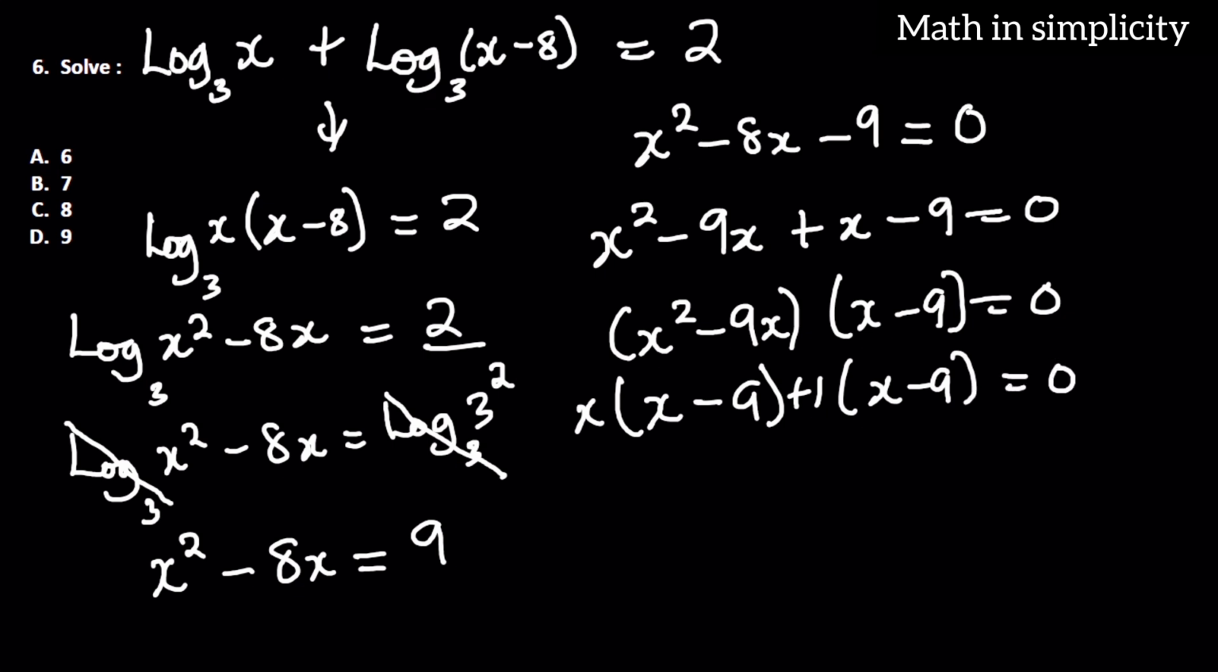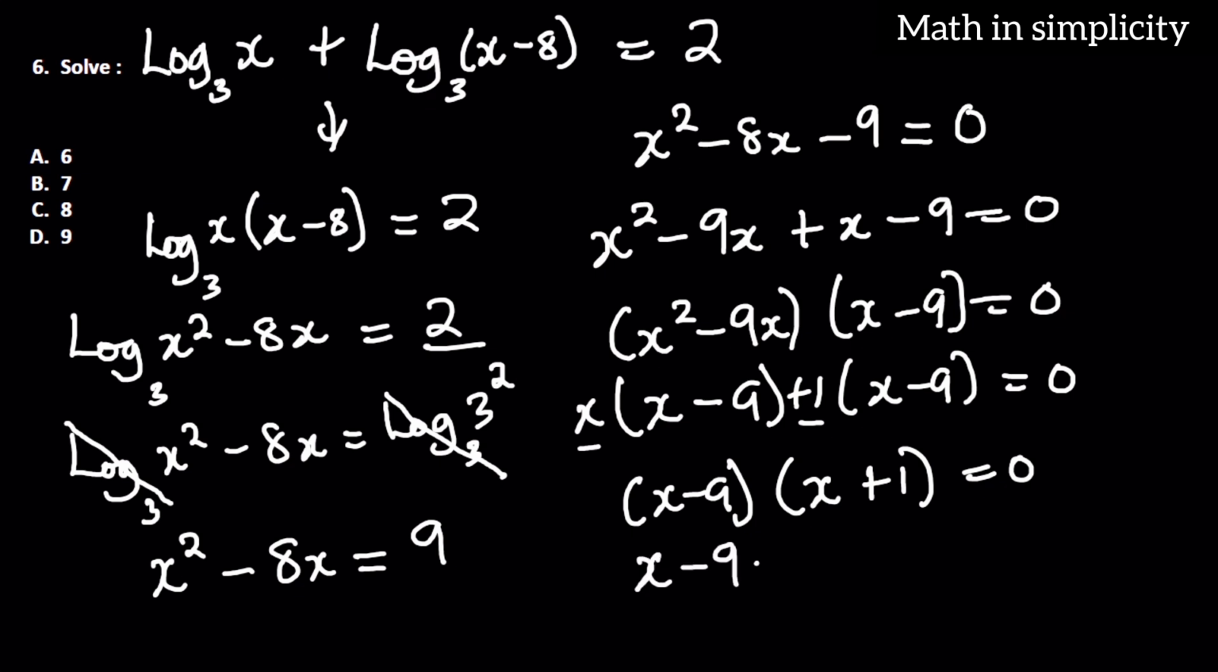So the two brackets are the same. We'll pick one. We have x minus 9, and we also have this x and this plus 1, x plus 1. So that should be equal to 0. So we have x minus 9 equal to 0. So x is equal to negative 9 crossing becomes positive 9. X is equal to 9, or we have x plus 1 equal to 0. X is equal to negative 1.